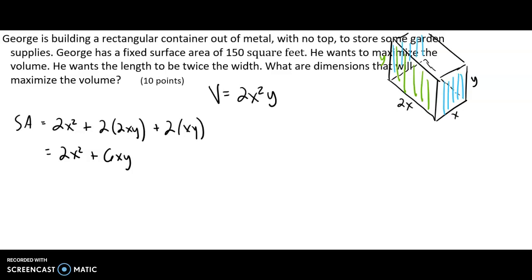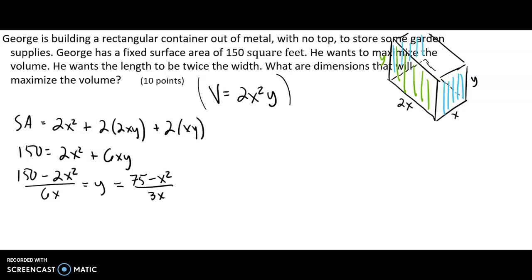George has a fixed surface area, and that's 150 feet. All right, so if you get that far, the idea is to solve this for one of your variables. We need this volume equation to be a function of one variable, right? Then we could take the derivative, set it to 0, and solve. So I can solve this for y: I subtract the 2x squared, and then divide by the 6x, and that's y. Then I can take half of those, so that would be 75 minus x squared over 3x is probably the best way to write that.